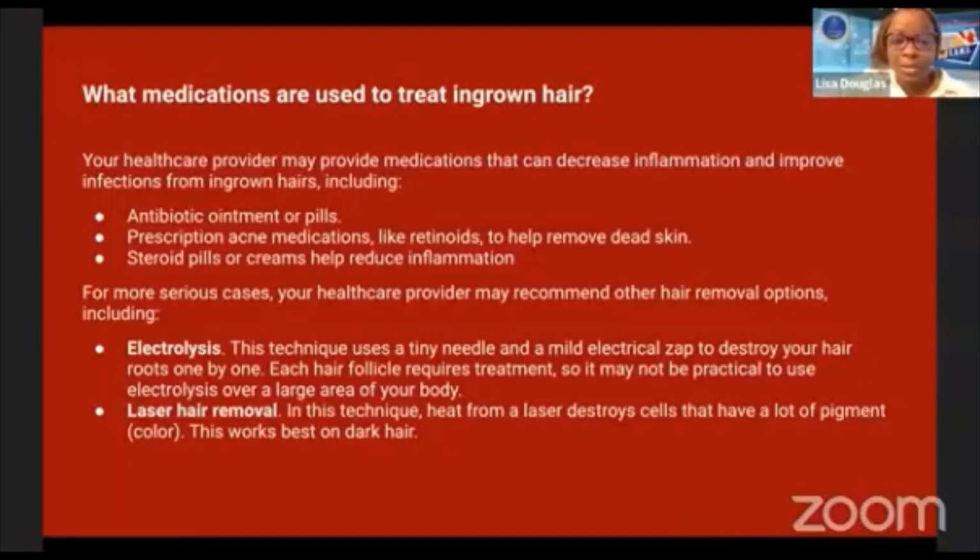For more serious cases, your healthcare provider may recommend other hair removal options, including electrolysis. This technique uses a tiny needle and a mild electrical zap to destroy your hair roots one by one. Each hair follicle requires treatment, so it may not be practical to use electrolysis over a large area of your body. Laser hair removal is also another option. In this technique, heat from a laser destroys cells that have a lot of pigment color. This works best on dark hair.